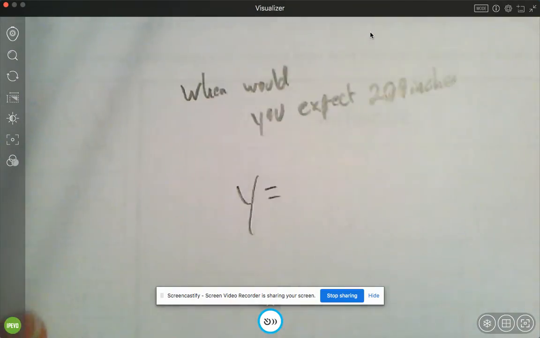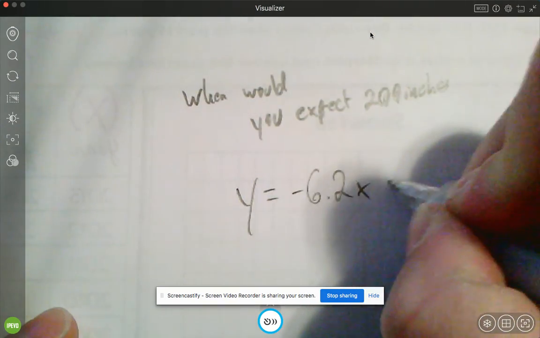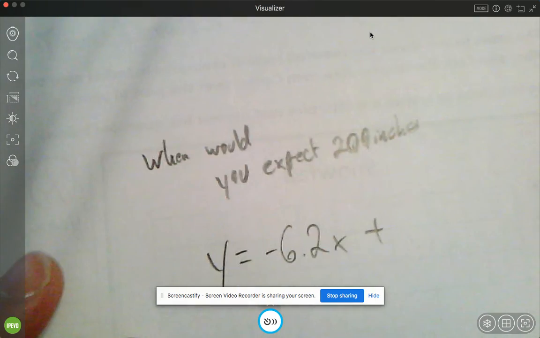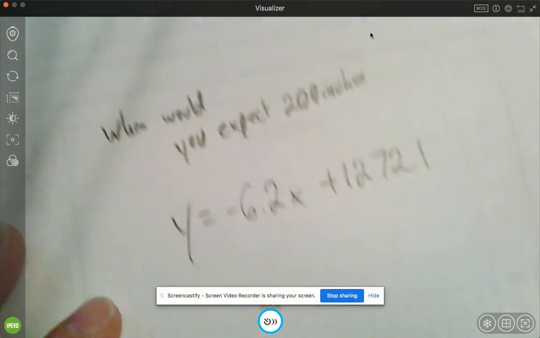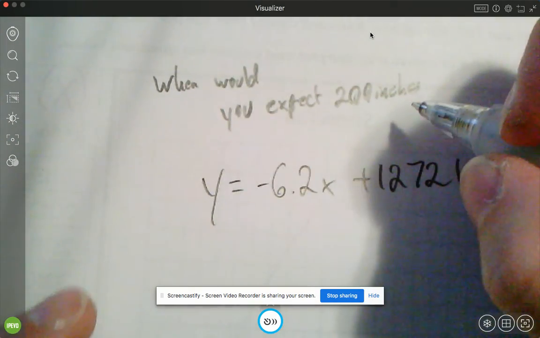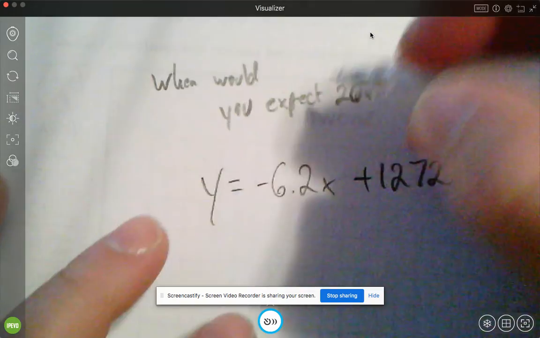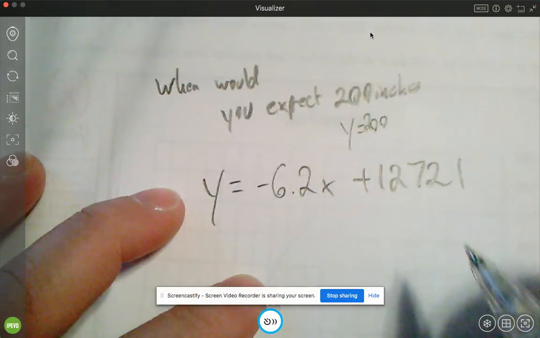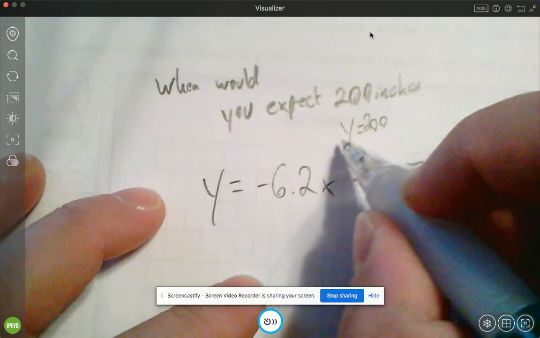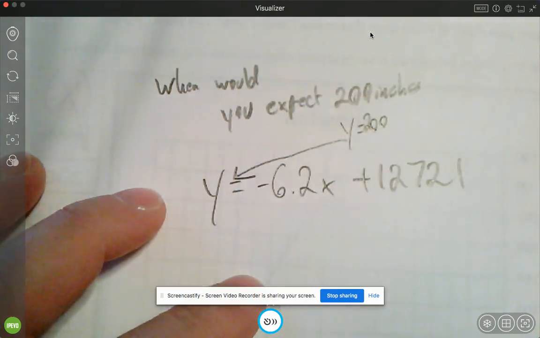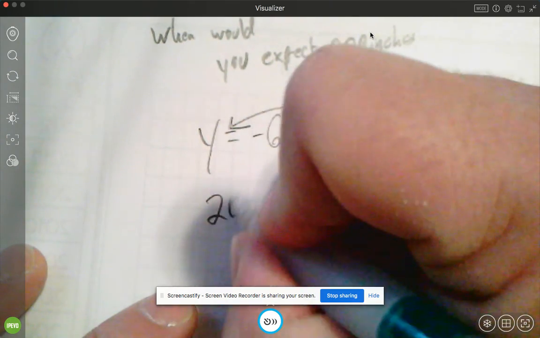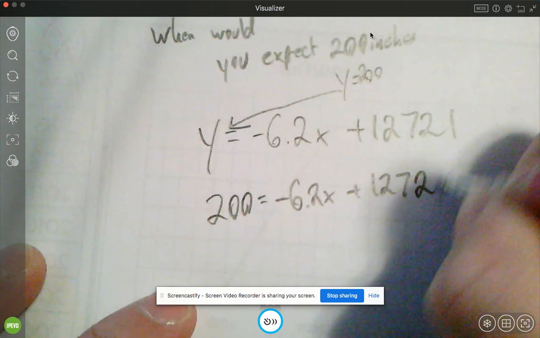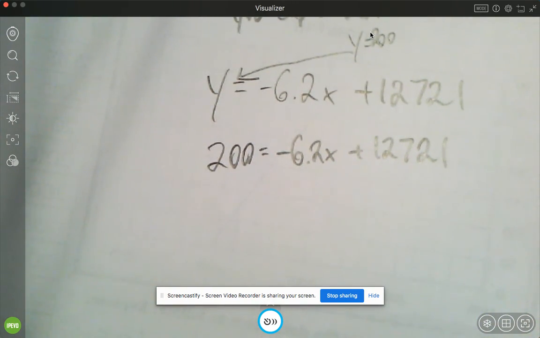All right, so again, using my equation, y equals negative 6.2x plus 12,721. Now they're giving you the y value. So they're telling me y equals 200. Instead of putting it in for x, I'm going to put it over here. This is brand new. So I'm going to write 200 equals negative 6.2x plus 12,721. Now I need to solve for x.